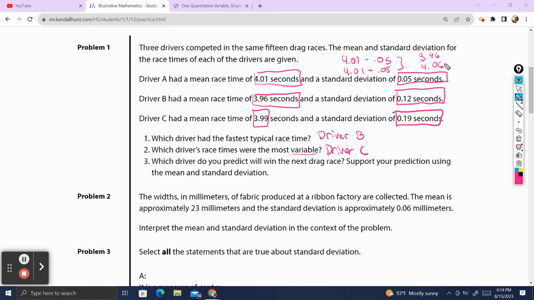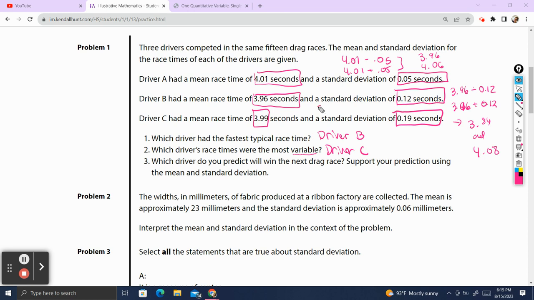4.06 seconds. Driver B had a mean race time of 3.96 seconds and a standard deviation of 0.12, so somewhere in between 3.96 minus 0.12 or 3.96 plus 0.12. So his race times in general were somewhere between 3.84 and 4.08. Finally, driver C had a mean race time of 3.99 seconds and a standard deviation of 0.19 seconds.